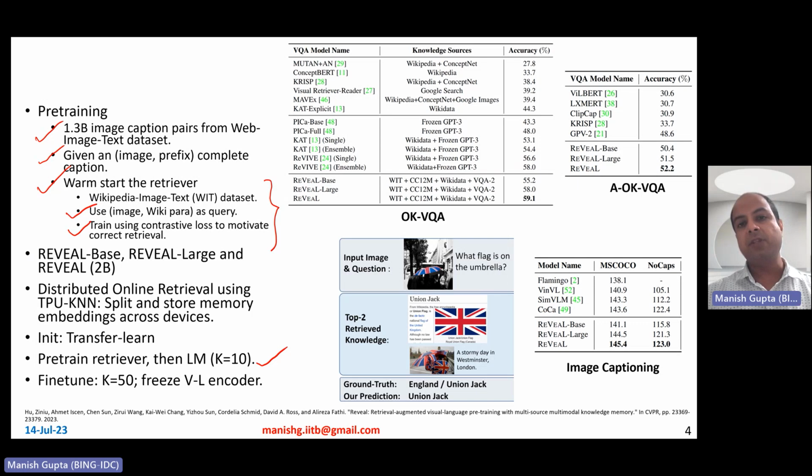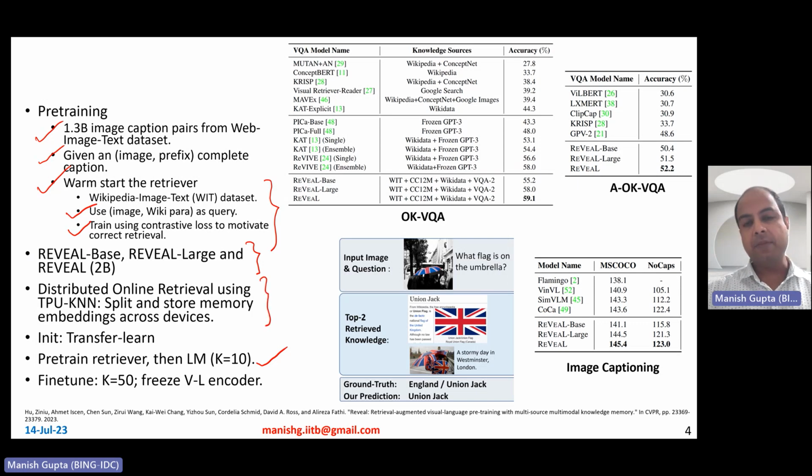The Reveal model is pre-trained using 10 knowledge pieces. So when you're retrieving the top K knowledge, you retrieve 10 knowledge pieces. They train three different sizes of Reveal models: Reveal-Base, Reveal-Large, and Reveal. The Reveal model itself is the largest one and is 2 billion parameters in size.